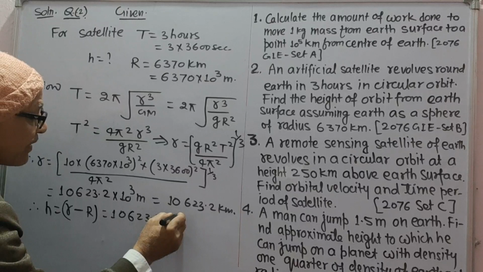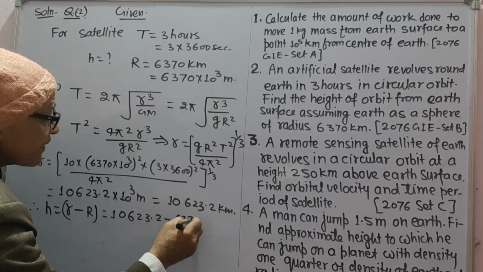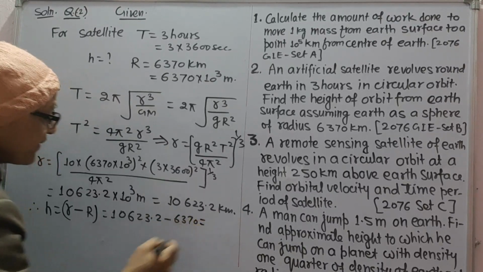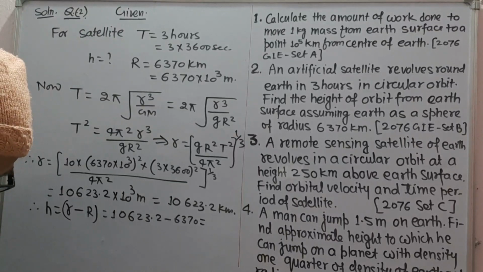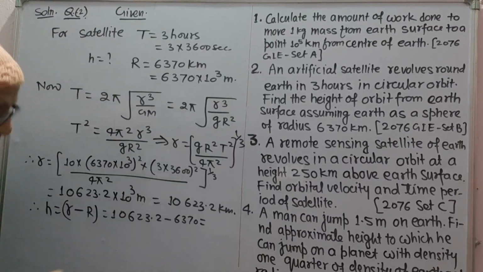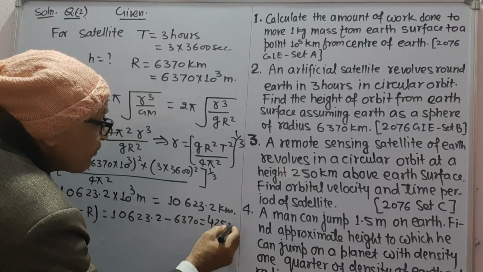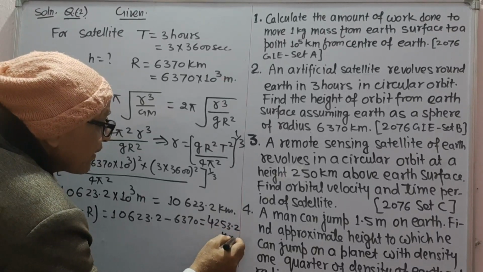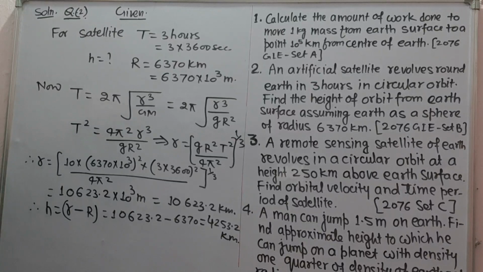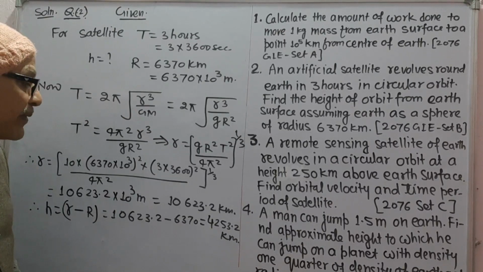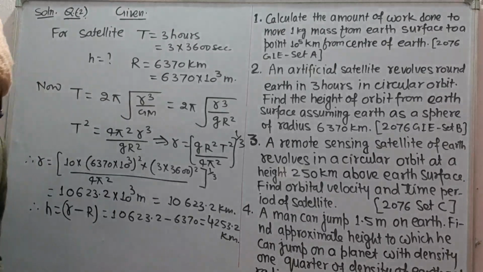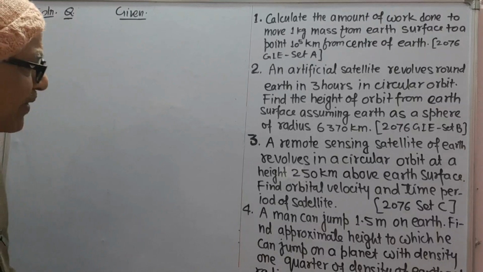10,623.2 minus 6370, which is 4253.2 kilometer. Thus, the height of orbit from Earth's surface will be 4,253.2 kilometers. Next question number 3.